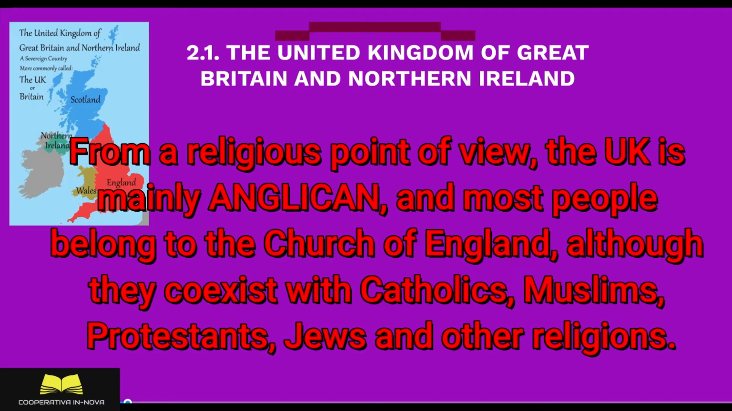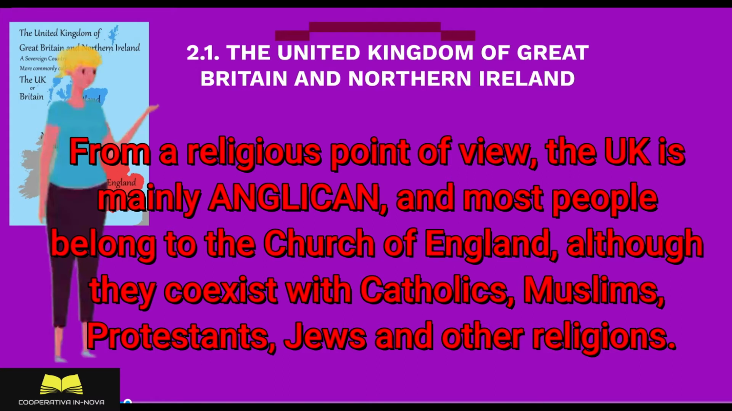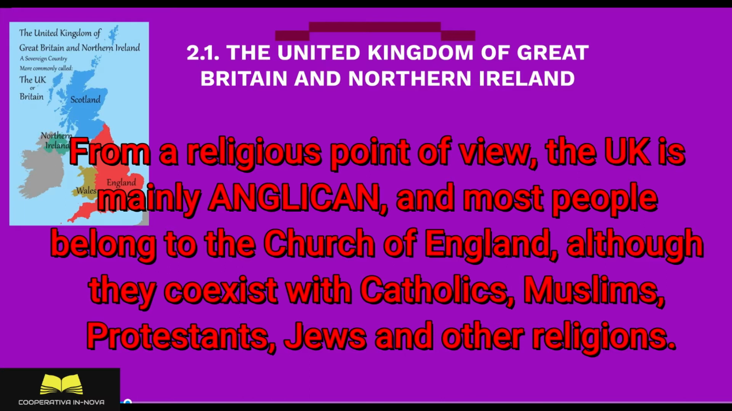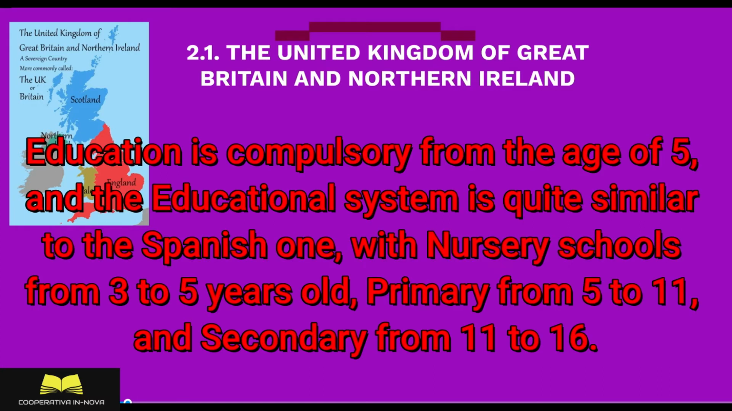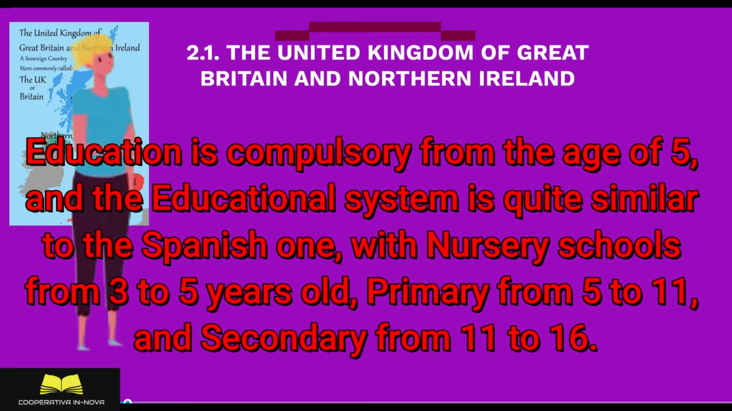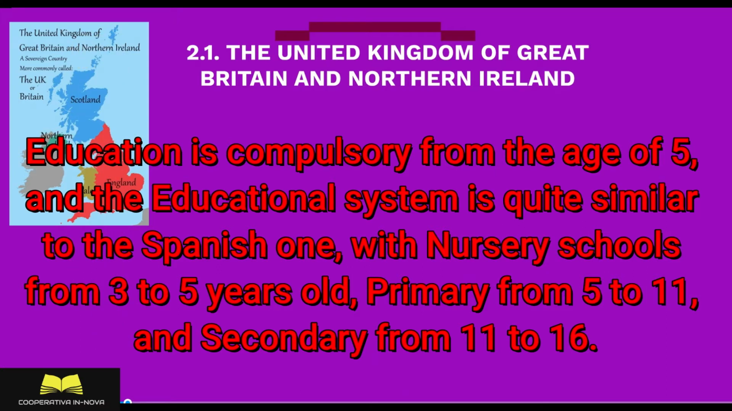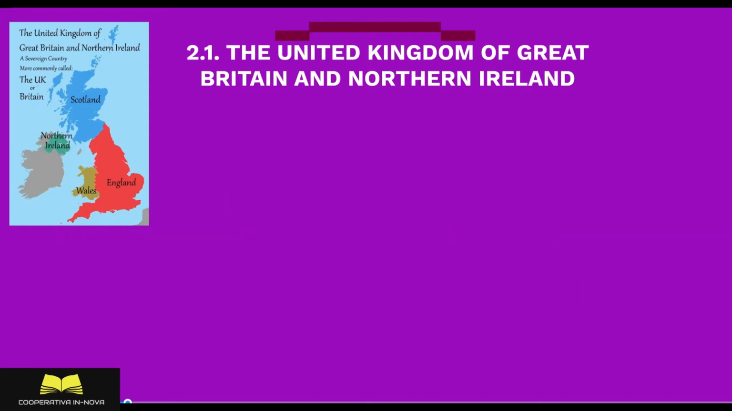From a religious point of view, the UK is mainly Anglican, and most people belong to the Church of England, although they coexist with Catholics, Muslims, Protestants, Jews and other religions. Education is compulsory from the age of 5, and the educational system is quite similar to the Spanish one, with nursery schools from 3 to 5 years old, primary from 5 to 11, and secondary from 11 to 16.